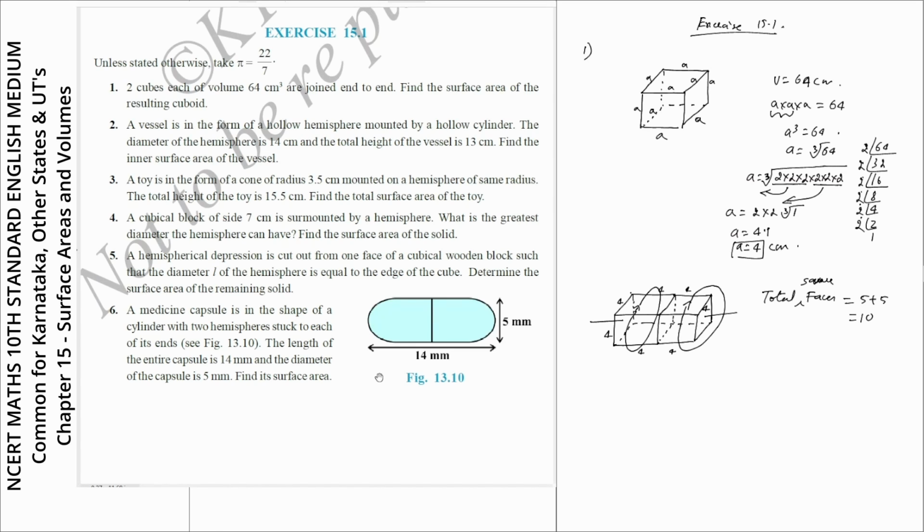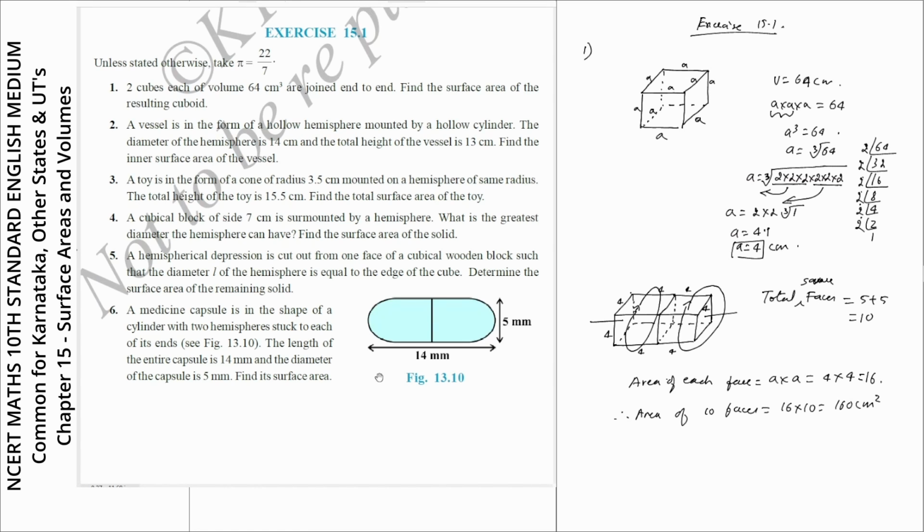Now what is the area of each face? Area of each face, that is length into breadth, or side into side, or a into a. So a is 4, so 4 fours are 16. Therefore area of 10 faces is equal to 16 into 10, 160 centimeter square.